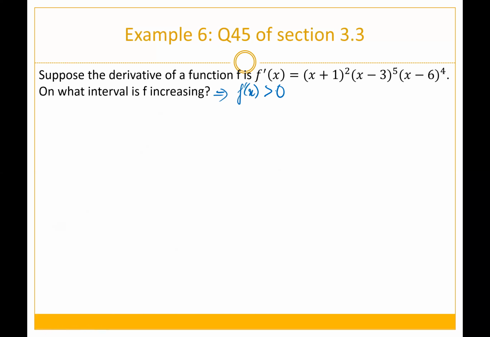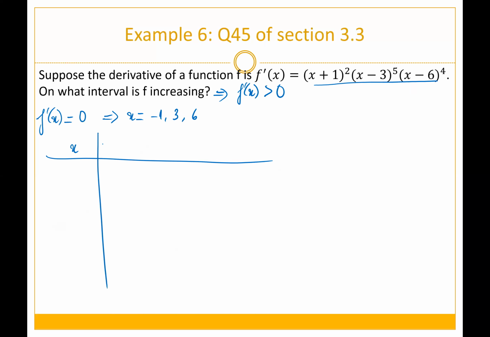And to do that, we're going to do the same thing as we just did, set up a table like in example 5. First you identify the values of x. So you need to set this thing equal to 0 and try to find the values of x that make these things equal to 0. So you're going to have x equal -1, 3, and 6. Now let's put the values out. So you have x: negative infinity, -1, 3, 6, and then infinity.